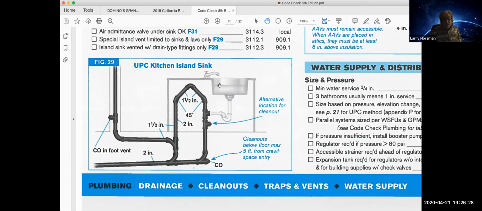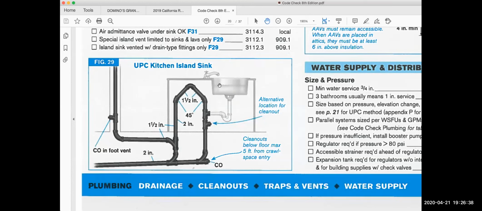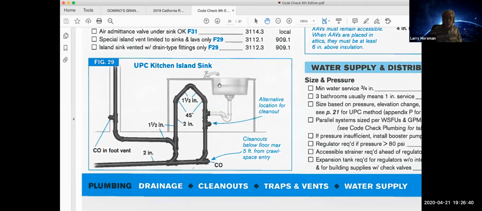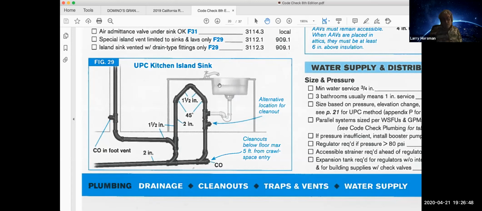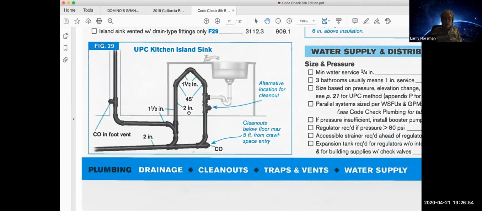You have to put in a clean out either above the floor, or if you're on a raised wood floor, you can put it below the floor. And then they require that foot vent, which is the one that comes off just below the floor line and coming up, and they're calling for a clean out in that foot vent. So that's the Uniform Plumbing Code method.